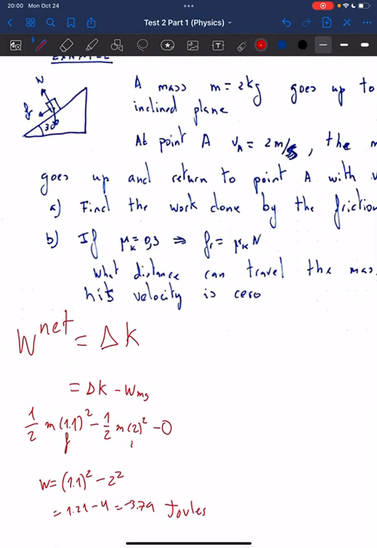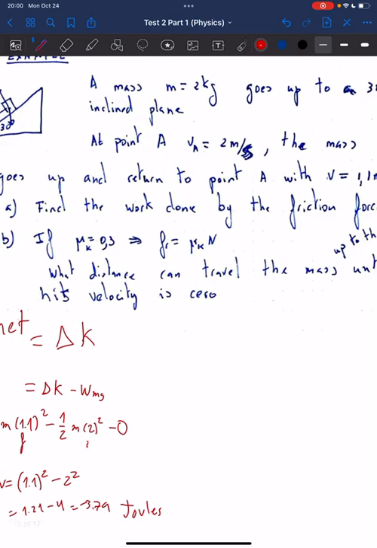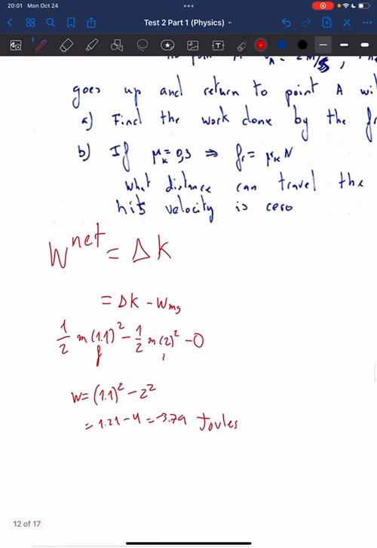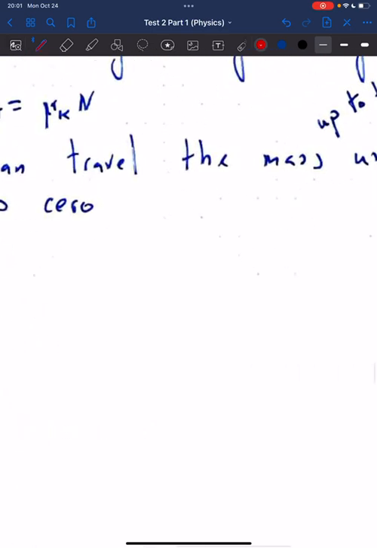Now B says if mk is 0.3, what distance can the mass travel up the plane until it hits a velocity of 0? So we're using 0 minus 1/2 mv squared. We're using W net, but we have a value of mk of 0.3.